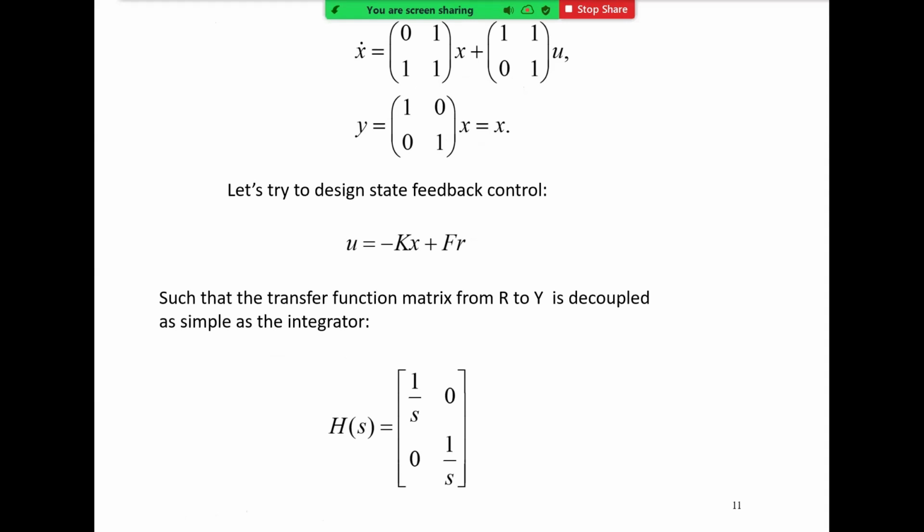For this coupled system, we can design a state feedback control in this form, such that the transfer function matrix from the reference signal R to Y will be a very simple one like this. So it's a diagonal one, it's decoupled. And also the transfer function is very simple, it's just an integrator. Okay, let's see how this can be done.